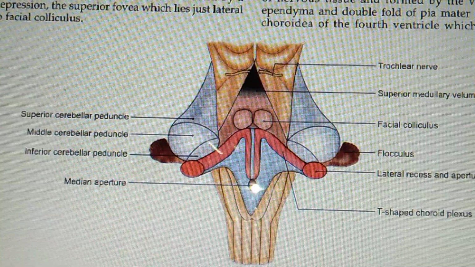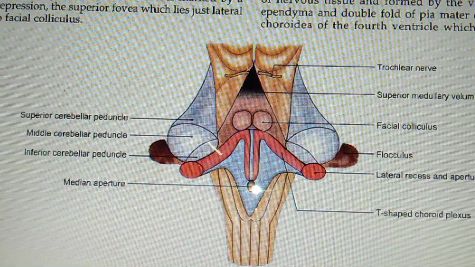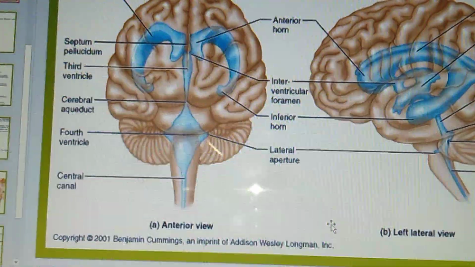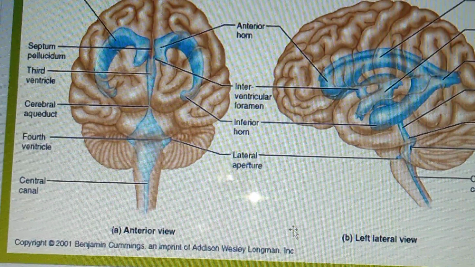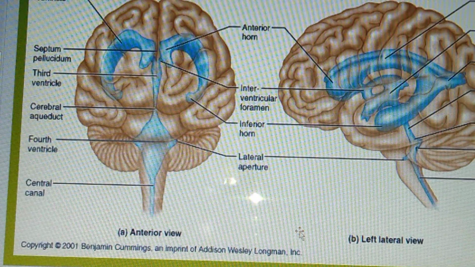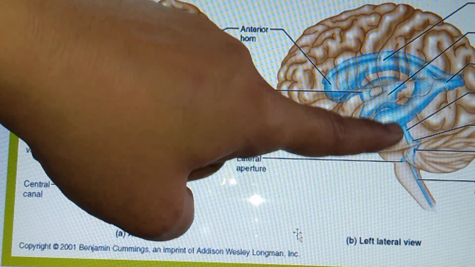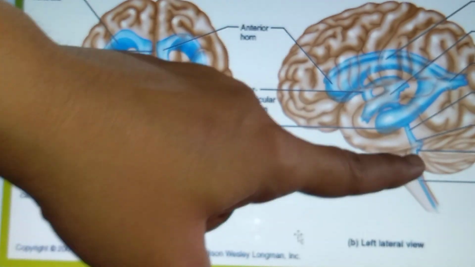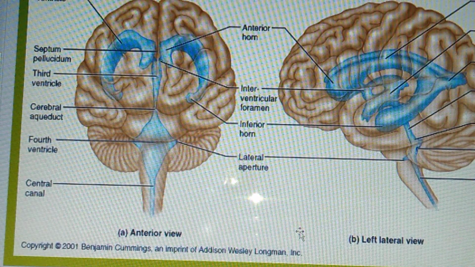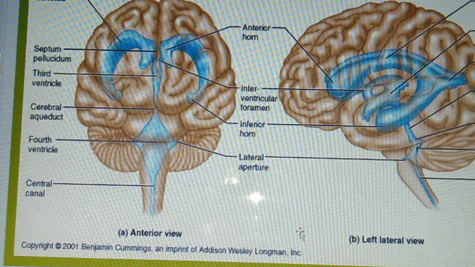Next we will see the communications of the fourth ventricle. For that we will see one more diagram. In this diagram you can easily see, superiorly, here is the fourth ventricle, right? Superiorly, it is communicating to the third ventricle through the cerebral aqueduct, right? Inferiorly, it is communicating with the central canal of the spinal cord, right? With the central canal of the medulla and then to the spinal cord.